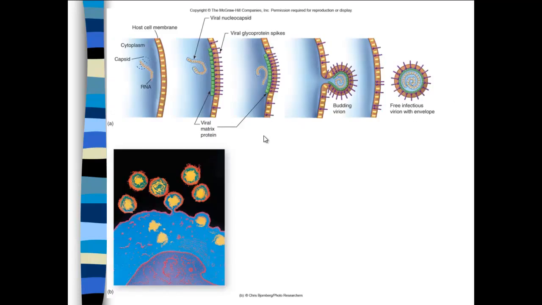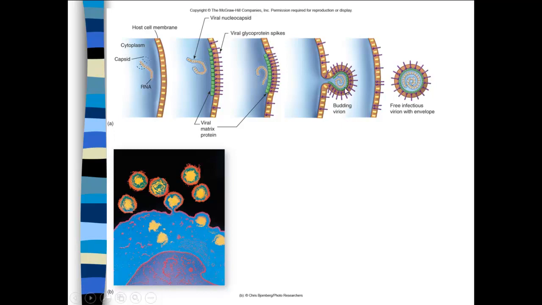And this just shows an RNA virus with its capsid. Its capsid then covers the RNA. Then matrix proteins line up with the host cell membrane. Matrix proteins then replace the host cell receptors with glycoprotein spikes.